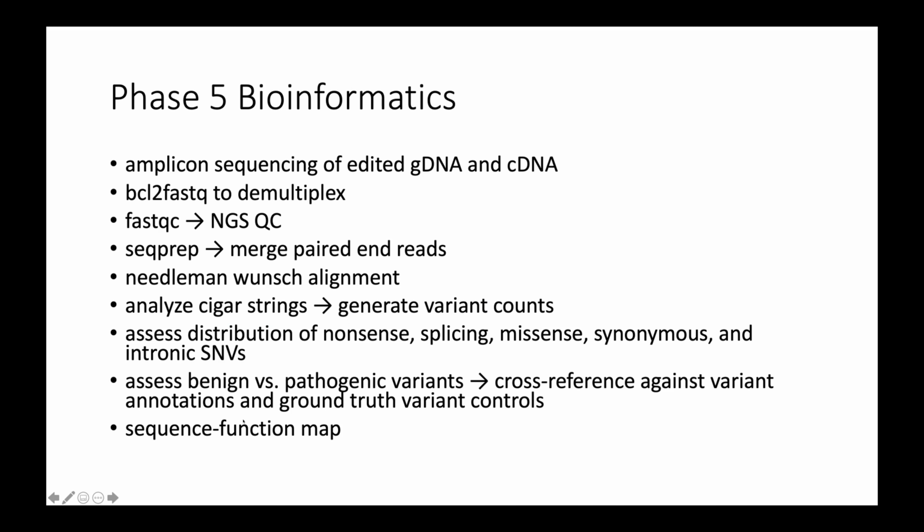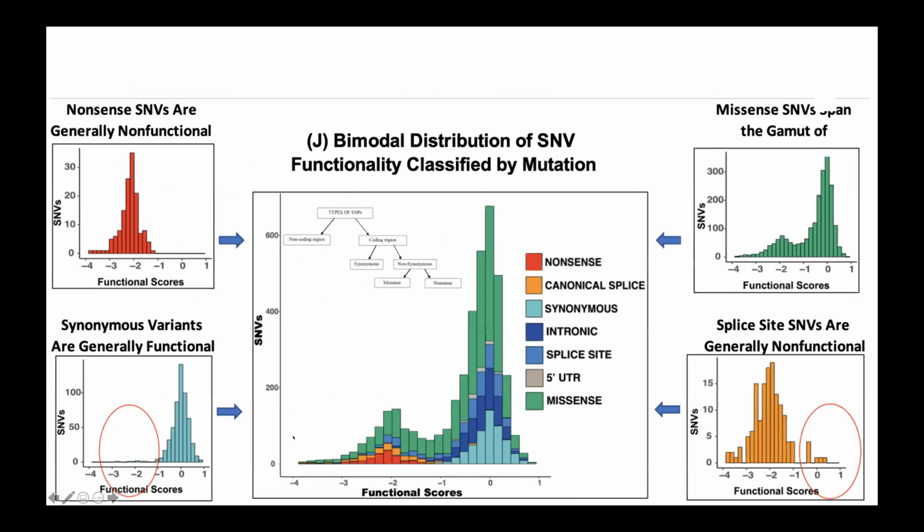And then the three things that we are very interested in is the distribution of the different SNVs and what they mean, the distribution of known benign variants and pathogenic variants that can act as controls from actual clinical sequencing data in our experiments, and then finally making a sequence function map. So here I'm showing you a bimodal distribution of the different SNVs that are functionally classified in our SGE experiment. So the different SNVs here, just kind of reminding us here, you can have SNVs break down based on their presence in the non-coding region versus the coding region.